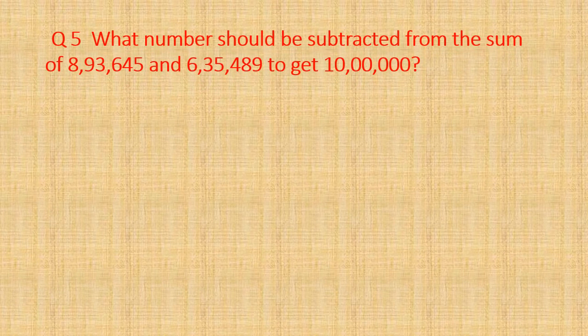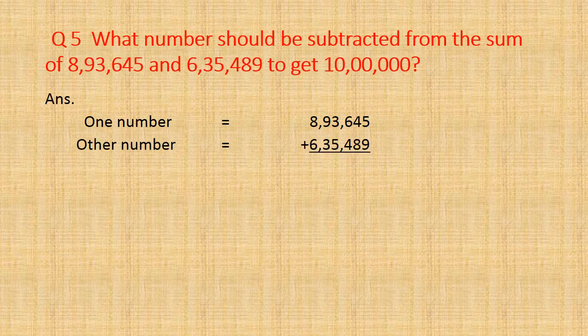Question number 5. What number should be subtracted from the sum of 8,93,645 and 6,35,489 to get 10 lakh? So students, for this we will have to first add the first two numbers and take out their sum. So first number is 8,93,645. The other number is 6,35,489. Now we will take out the sum of these two numbers. It will be 15,29,134.